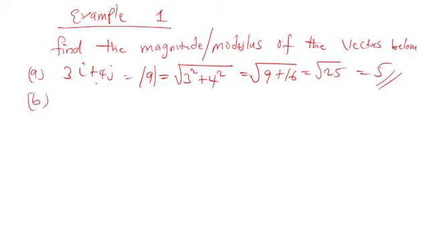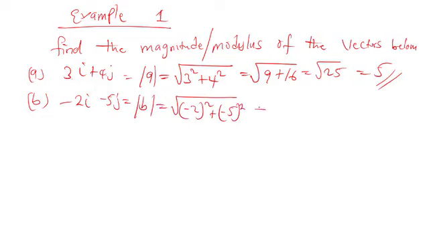We can do another vector. Let's say this one is minus 2i minus 5j, and let's call this b. Now you know the rule: the square root of minus 2 squared plus minus 5 squared, which is the square root of 4 plus 25, which is root 29. Since 29 is not a perfect square, we can't express it further, so we leave it in this format.